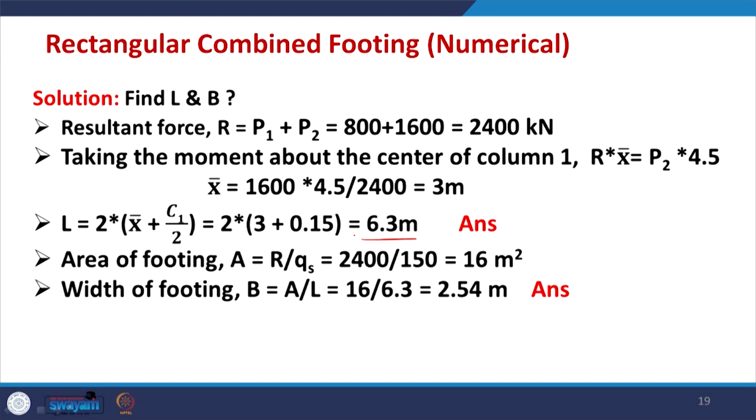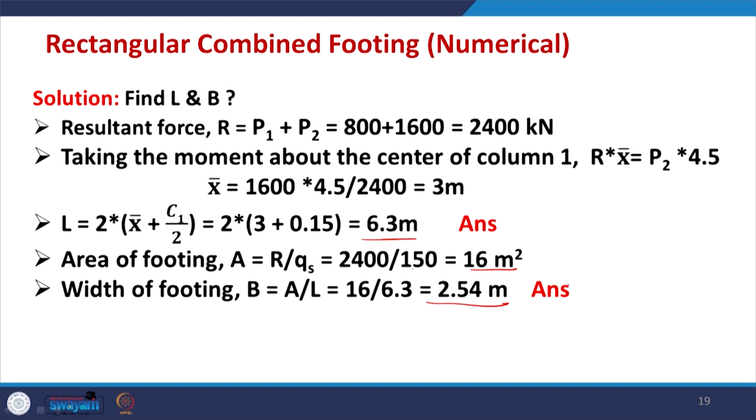So, the length of the footing is known. Now, once length is known, the area of the footing is simply the total load divided by the soil pressure. The total load is 2400 divided by 150, so it comes out to be 16 meter square. Once you have the total area, the width of the footing will be simply area divided by the length. So, we are able to get the length of the footing as well as the width of the footing, and this was the example for rectangular combined footing.